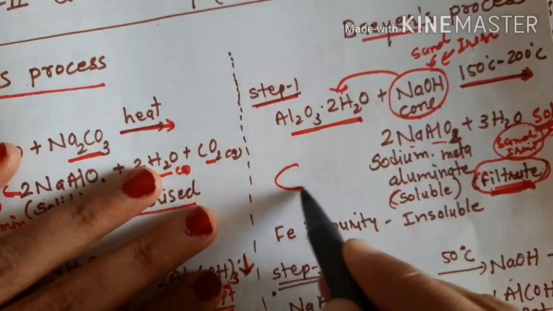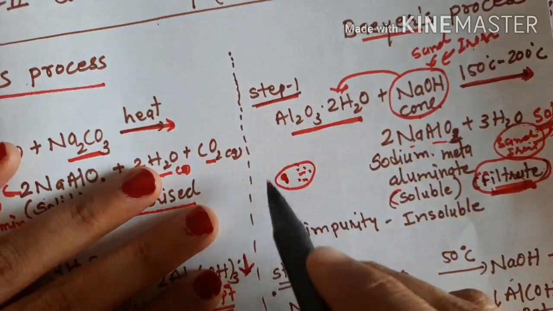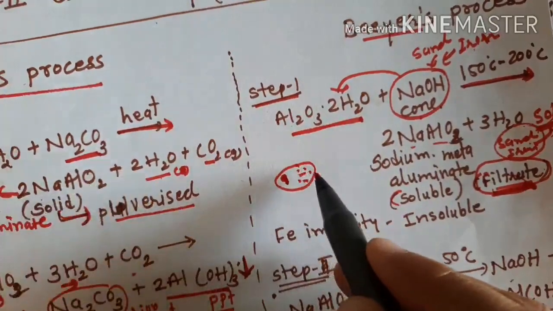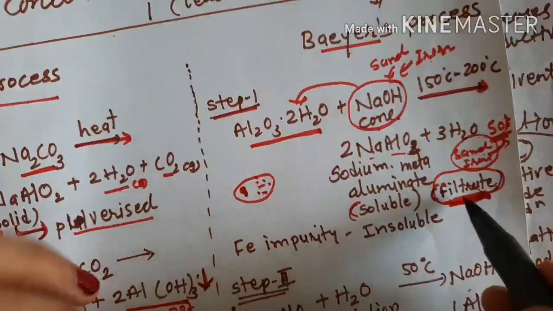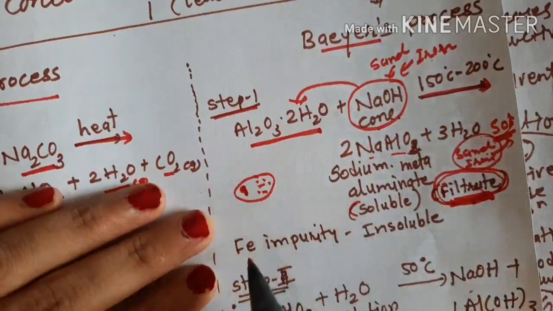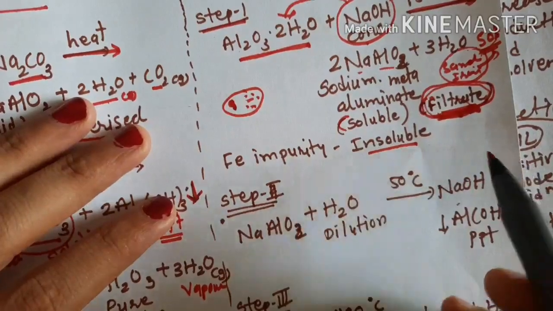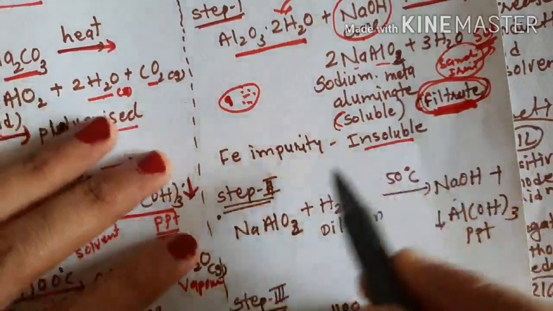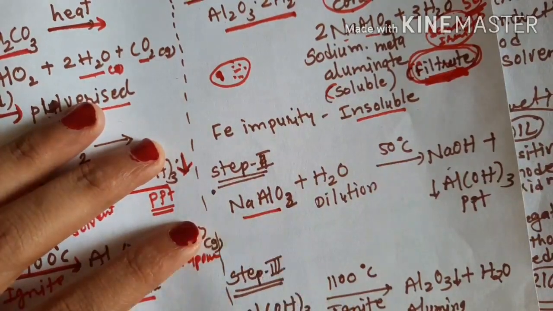Okay, when the solution has a solid particle and a liquid particle, we filter out the solid particle, and the liquid we get is known as the filtrate. So the sodium meta-aluminate is present in the filtrate form, and the Fe impurity, which is insoluble in it, can be removed. Now we have a filtrate. Now, second step, we have a filtrate of the sodium aluminate.